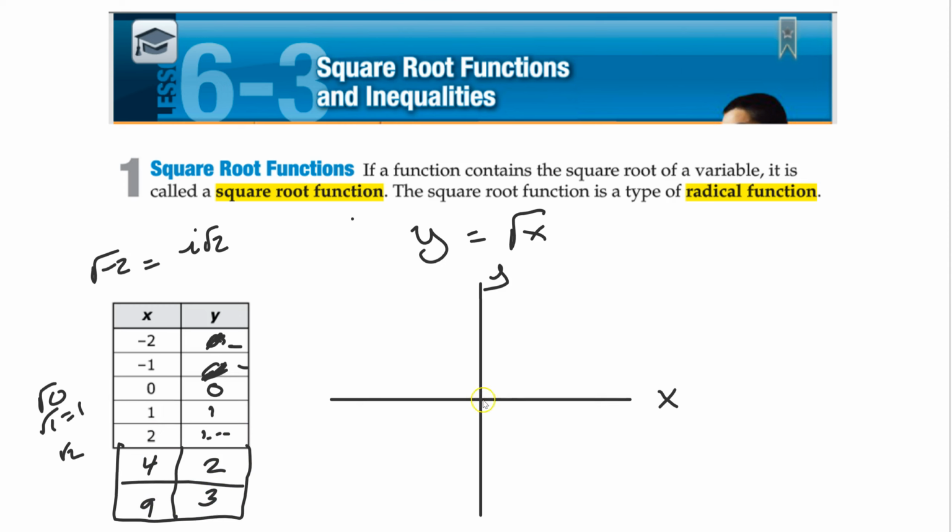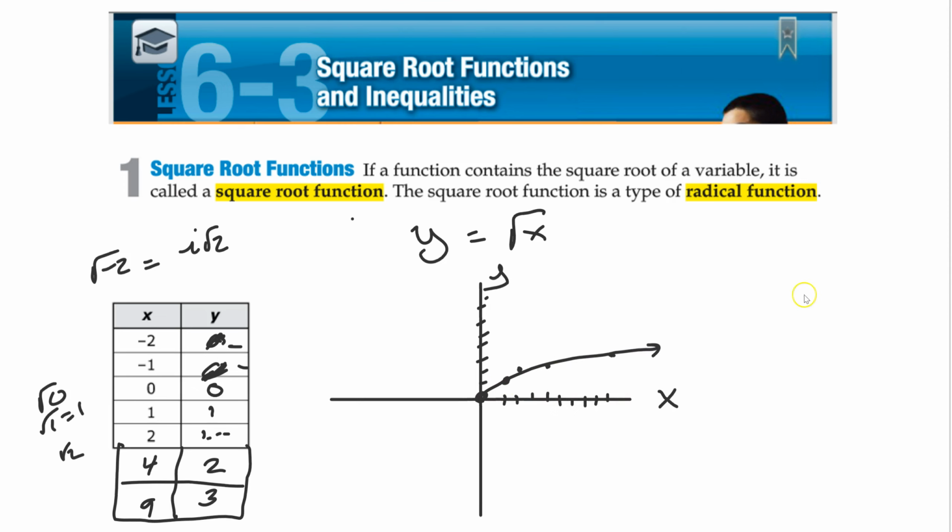So we start at 0. 1, 2, 3, 4, 5, 6, 7, 8, 9. Okay. At 1, I go to 1. At 2, a little bit more than 1. At 4, I go to 2. And at 9, I go to 3. So my graph looks kind of like this.